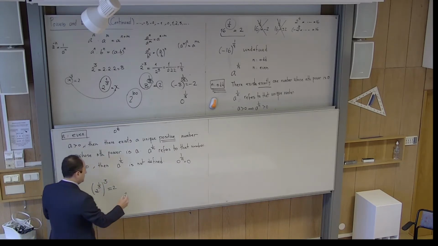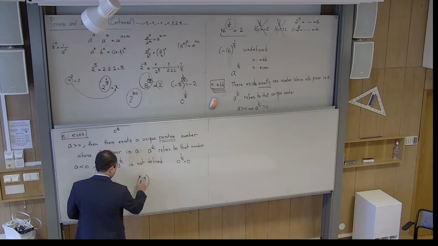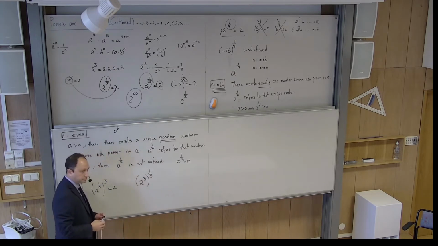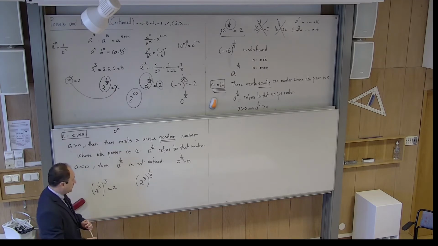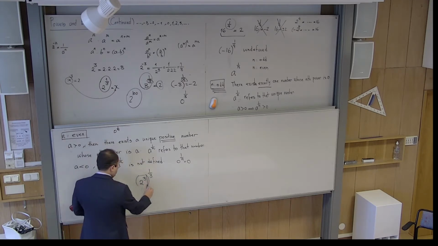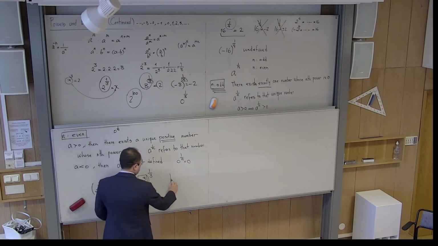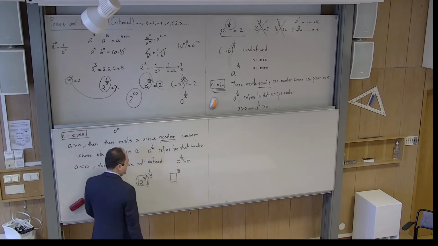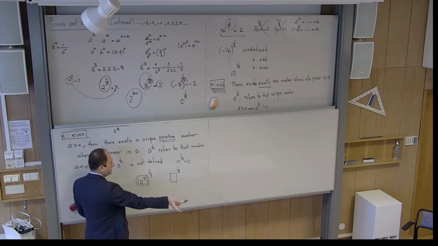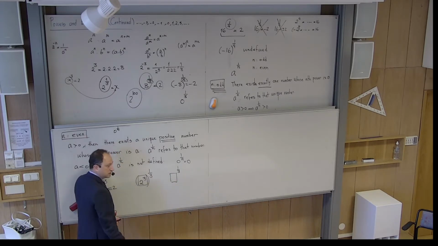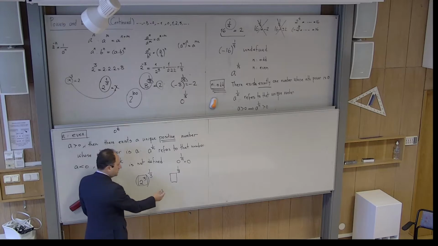Can you tell me what happens here? It's still 2. Why? Let us consider this to be the box. The box to the power of 1 over 3 means the number whose third power is in the box. So when I ask you this number to power 1/3, I am asking about the number whose third power is in the box. But which number is that? 2. So the answer is again 2.